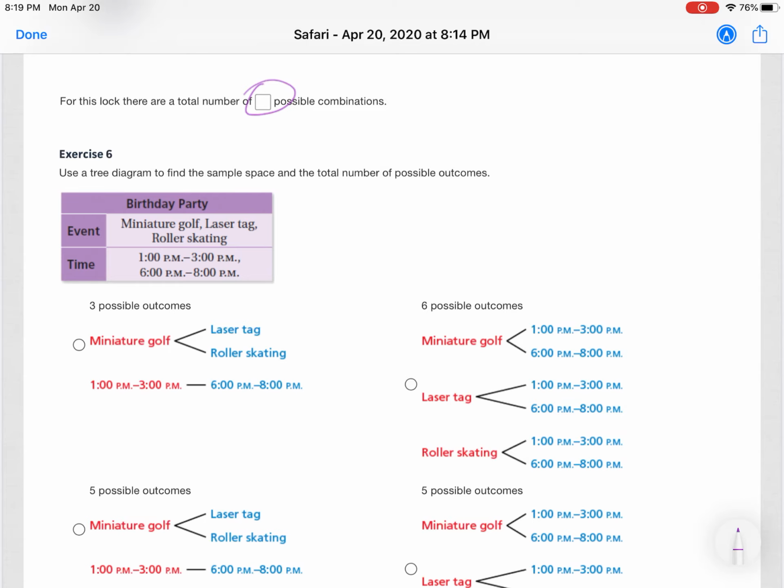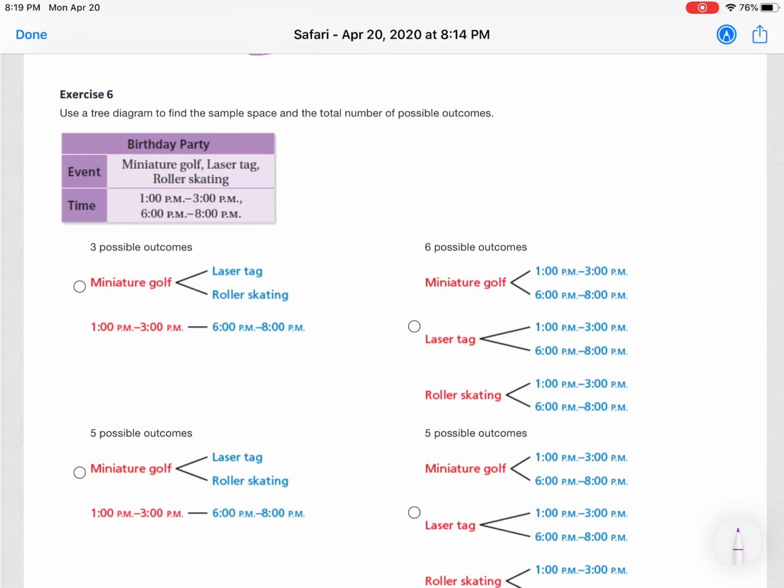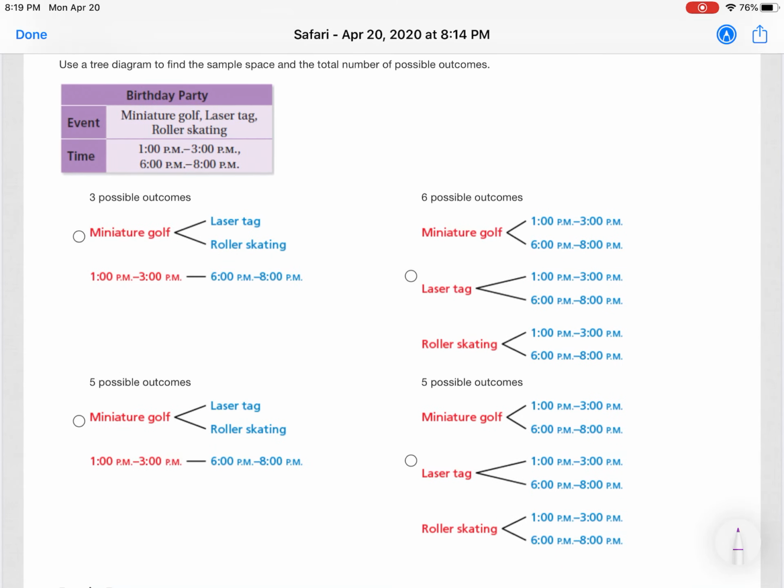Number 6, use a tree diagram to find the sample space and the total number of possible outcomes. You can see there's a table here that talks about a birthday party. The birthday party event could be miniature golf, laser tag, or roller skating. And then the time could either be at 1 o'clock or at 6 o'clock. So how we're going to do this is, in red should be all of the events. Each of the 3 events should be listed in red. And then each event should have 2 times listed in blue. Both times should be possibilities for each event.